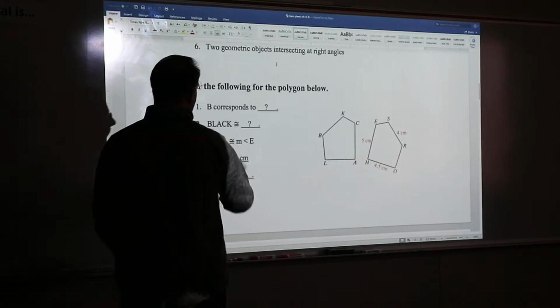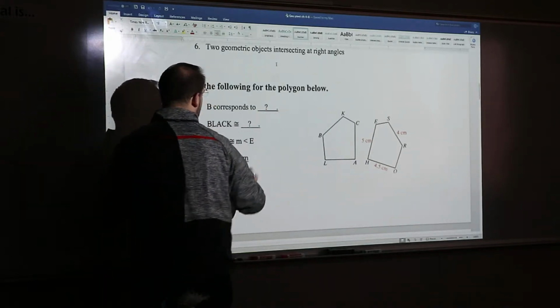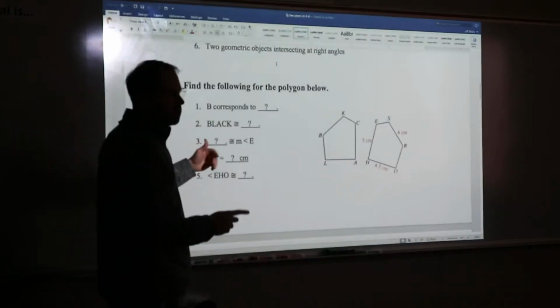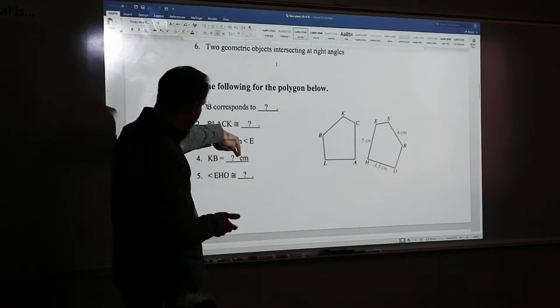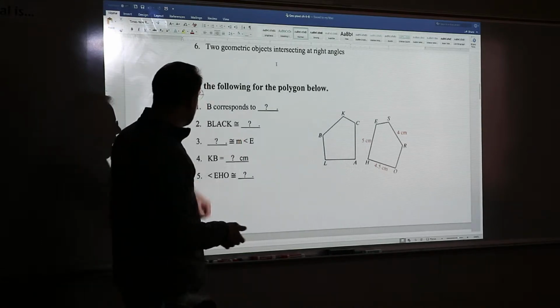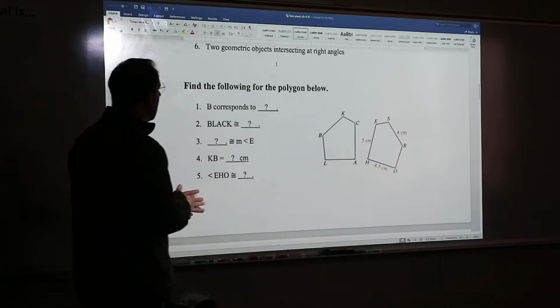What I want you to do is answer these questions here, these blanks. You can write your answers over here if you need to. That satisfies the condition, so you're putting the letters in the right order. You're giving me the right size, like length. Like this one wants a length in so many centimeters. What angle's equal to this one from one picture to the other? So we'll do a couple of these.